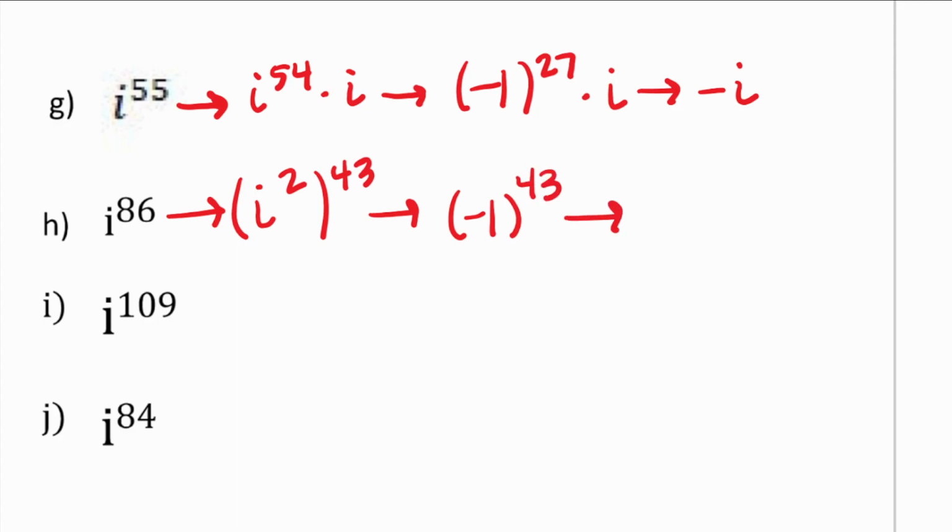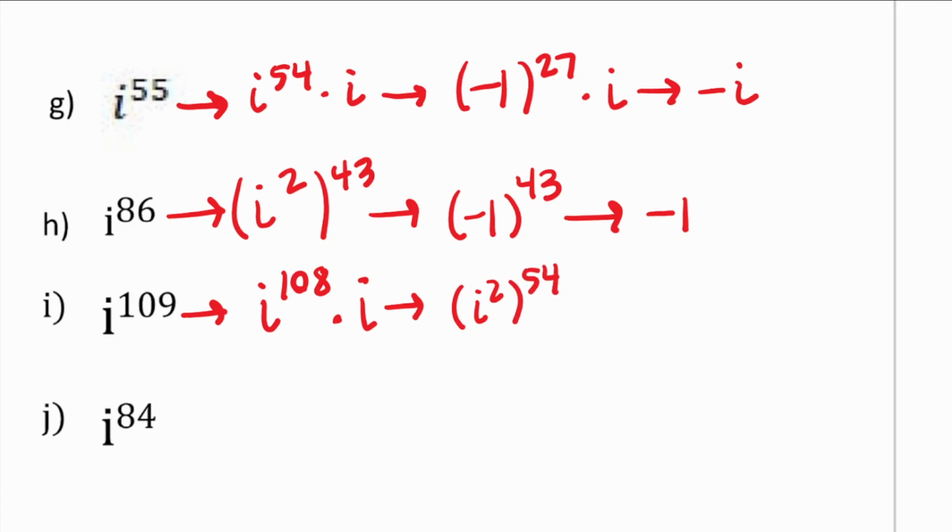And negative 1 to the 43rd power, that's going to be negative 1. I to the 109. 109 is an odd number, so just like the first one, I'm going to break off the last one. So I'd have 108 and then the last one. That 108, I'm going to write as i squared to the 54th power, because 2 times 54 is 108, and still times that i off to the side.